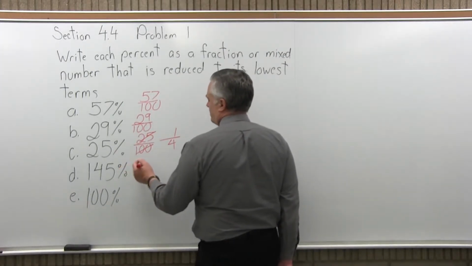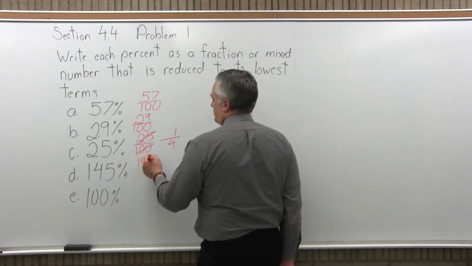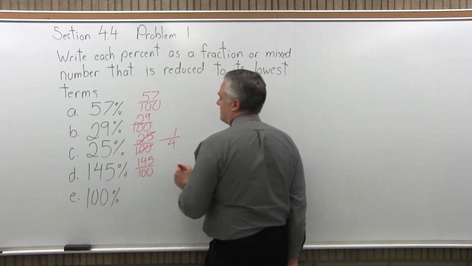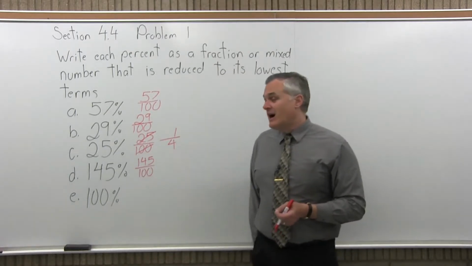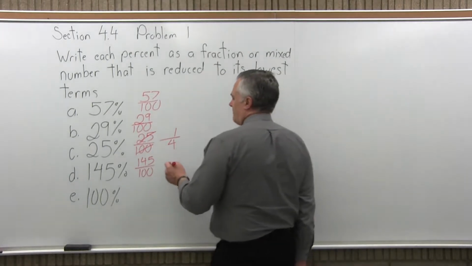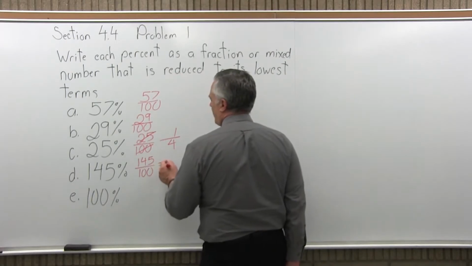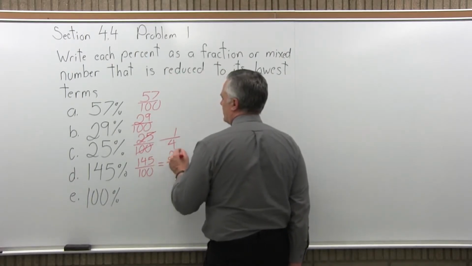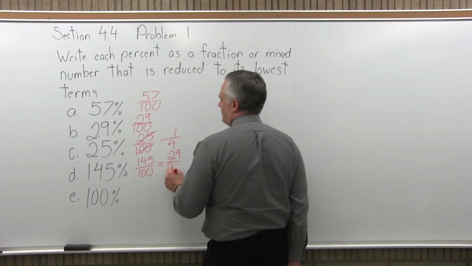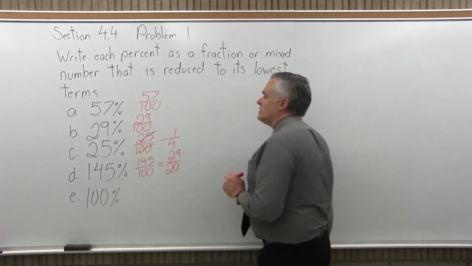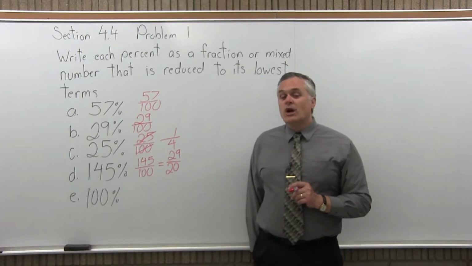145%, write that as a fraction. So start with the percent over 100. So you'd have 145 over 100. Now that will reduce. I can at least divide it by 5. 145 divided by 5 is 29. And 100 divided by 5 is 20. So I have 29 over 20. It will not reduce any further.